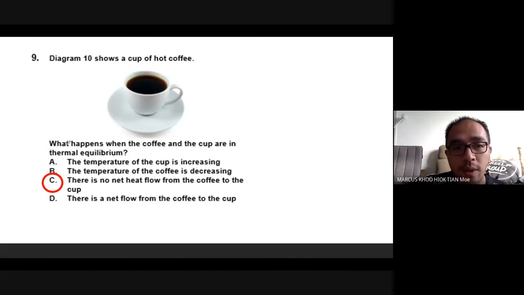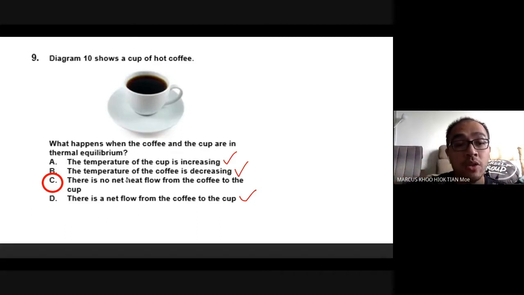If the question now asks what happens when the coffee and cup are not yet in thermal equilibrium, then A also is correct. Temperature of the cup is increasing. B also is correct. Temperature of the coffee is decreasing. And C, there is a net flow from the coffee to the cup, is also correct. But the question asks already in thermal equilibrium.